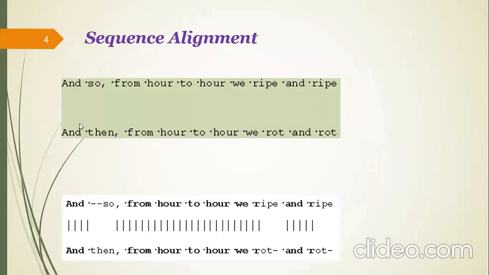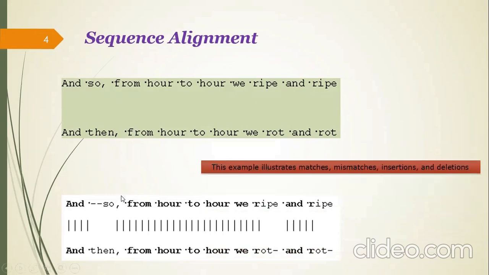And with alignment, if you can see, if we align these two sentences, what will happen? We will get some matches, some mismatches, some insertions, like here, some deletions. We will get things like these. And with more similarities, with more matches, that will mean this region is the same.